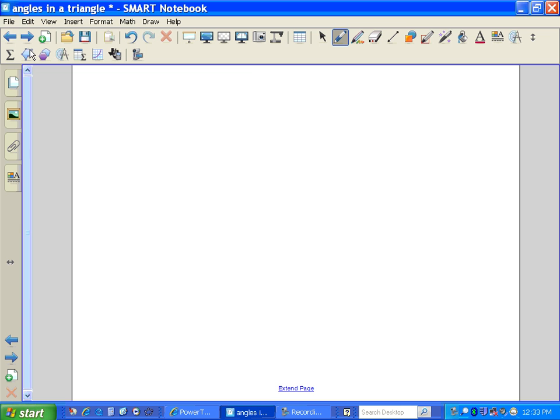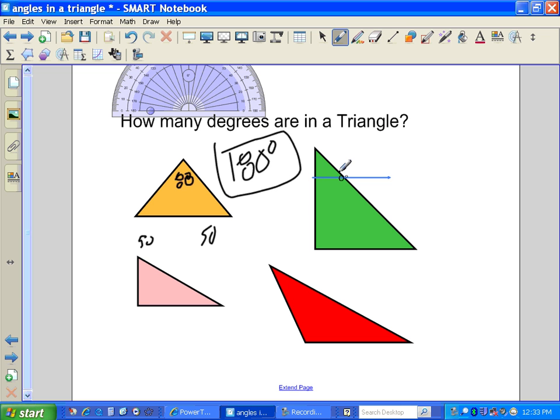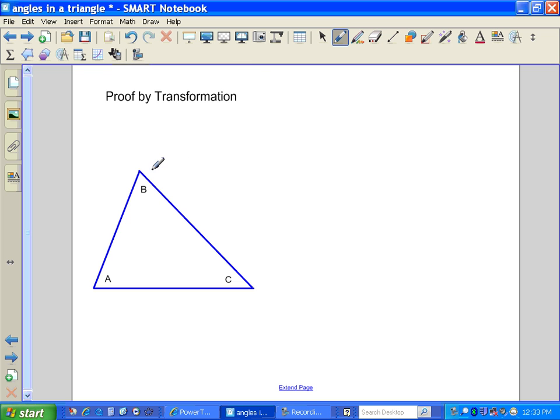So we could do that all day. We could measure every single one of these triangles. We'd probably find that there was 180 degrees in each triangle, but that's just 4 triangles. We want to get a little more sophisticated and actually prove it. So we're going to do a couple of proofs as we work our way through here. First, we're going to do what's called a proof by transformation.